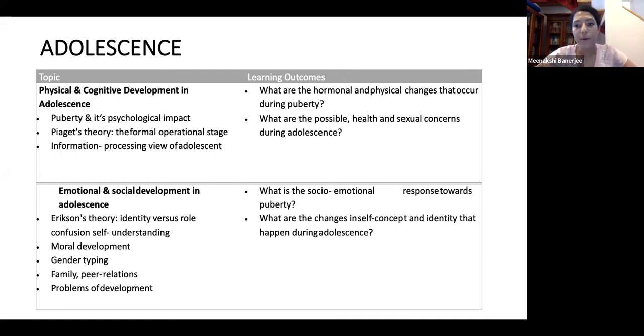So we also talk about how identity formation happens during adolescence, because this is the phase where children are now not adults, but they're also becoming independent of their family groups. So what is the kind of identity they're forming? What is the role of peers when they're forming this identity? And what is the moral and gender development during this time? What are the kind of problems that happen in the family space during adolescence?